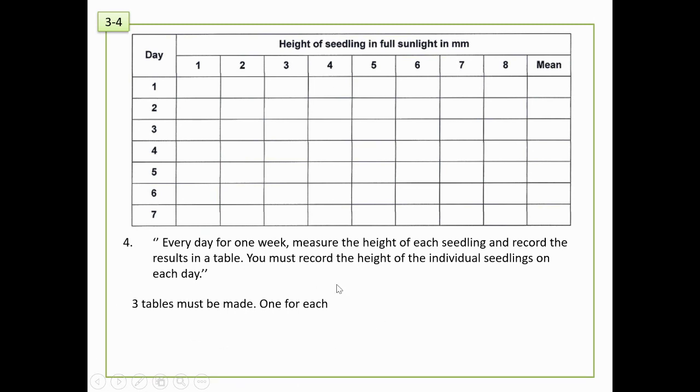You don't need to do 3 tables. However, if you were to do this investigation, you would have to have one for sunlight, one for the dark, and one for partial light. A note saying 3 tables must be made, one for each light level, is necessary if you haven't done 3 tables.